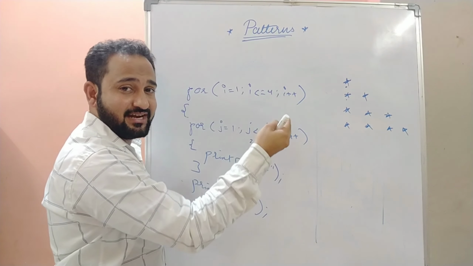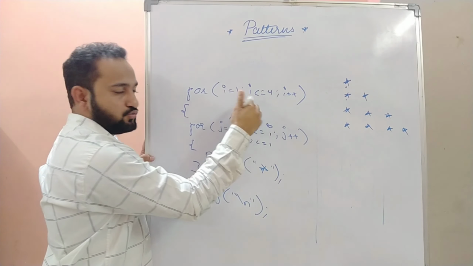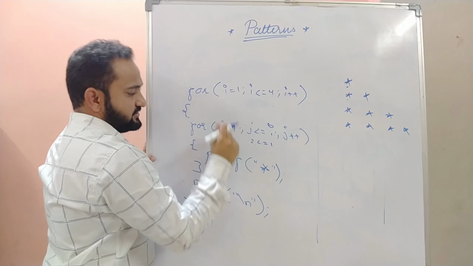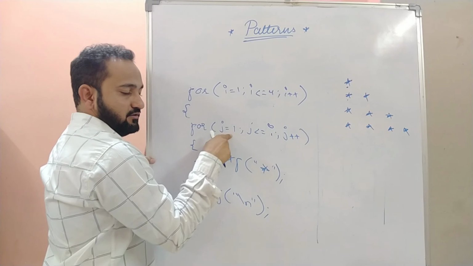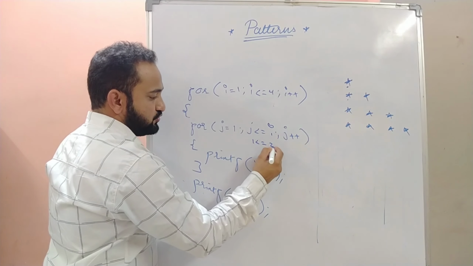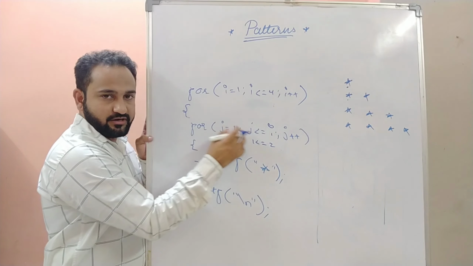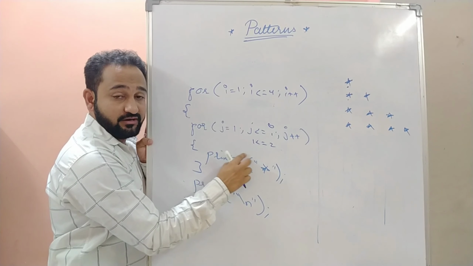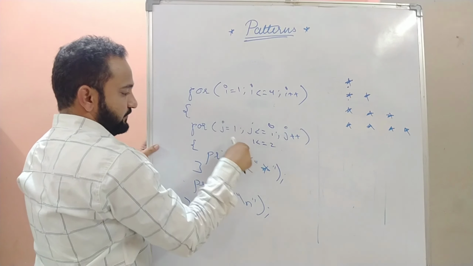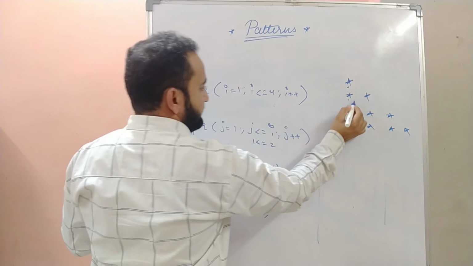Now you are on what? The second row. That's why the value of i is what? 2 now. 2 is less than or equal to 4. Yes, condition is true. It will come inside. What's the value of j? The value of j will become 1 again. 1 is less than or equal to, what's the value of i? 2. How many times will it iterate? Now the value of i is 2. That's why it will iterate 2 times. Getting this? So for j equals 1, it will go inside and print 1 star.